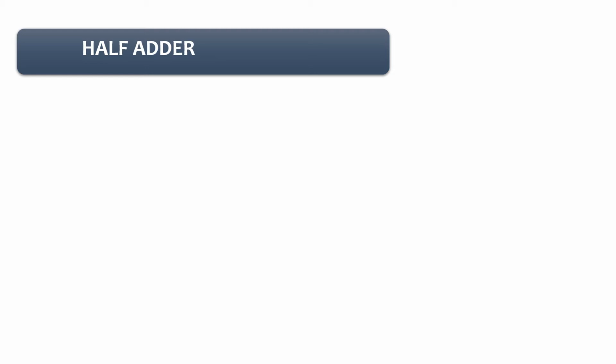Now let's first start with the half adder. First we'll see what a half adder is, what the different points are, and what the features are. So in the half adder, we will see 5 different points.